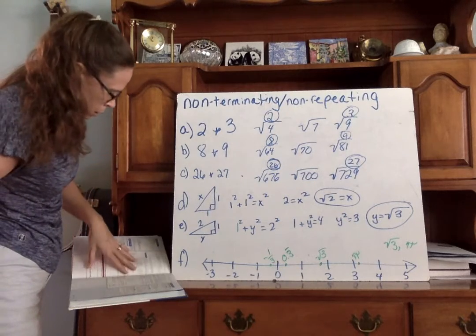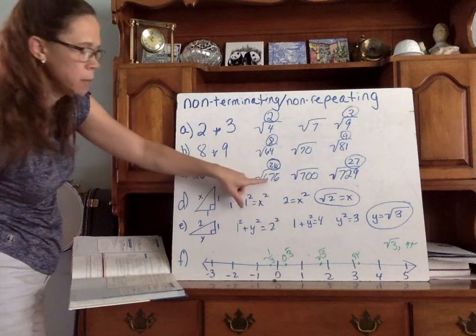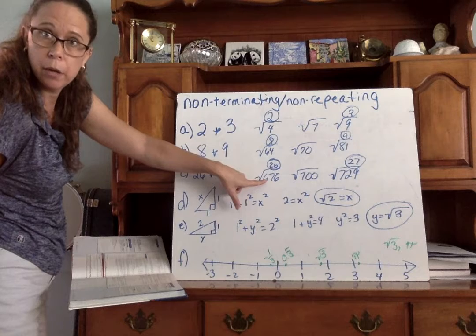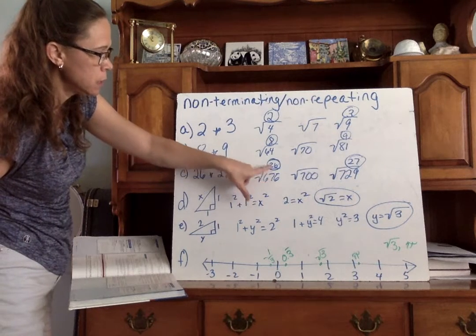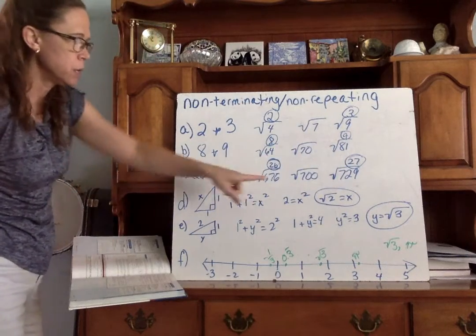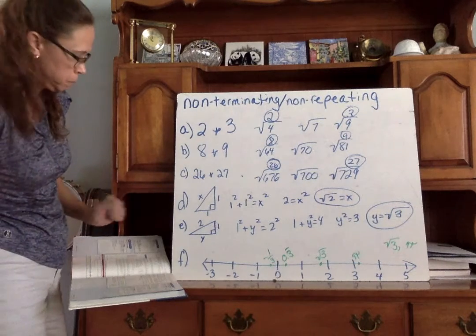C, the square root of 700 is between 26 and 27. Okay, these are some squares that we had in our last lesson on the Pythagorean theorem. Square root of 676 is 26. Square root of 729 is 27. So 700 is between 26 and 27. The square root of it is.